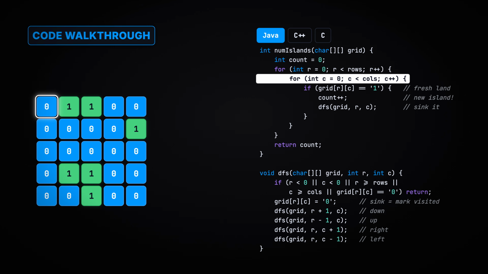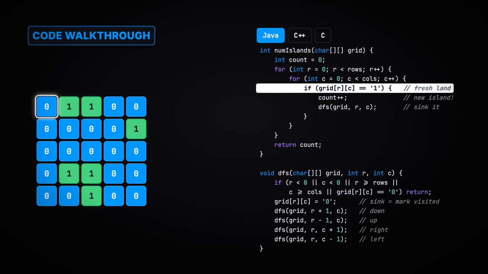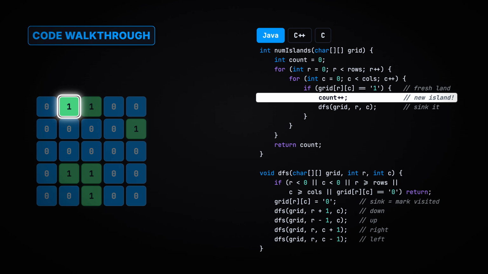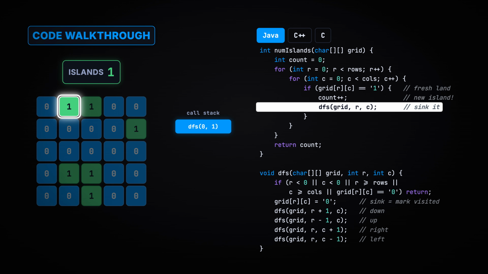The first cell is a 0, water, so the if line is false and we move on. The cursor reaches the next cell, a 1, fresh land. The if line fires. Count goes up to 1 and we call DFS here. Our first call is pushed onto the stack.